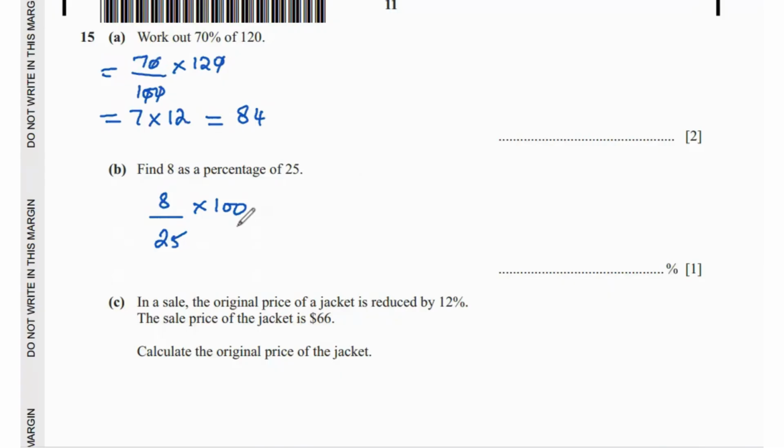A lot of kids get confused in this thing that when it says, work out this percentage of that, they end up multiplying it by 100. We divide over there, and when it says write something as a percentage, then you times it by 100. So 100 divided by 25 is 4. So 8 times 4, 32. That's your answer.